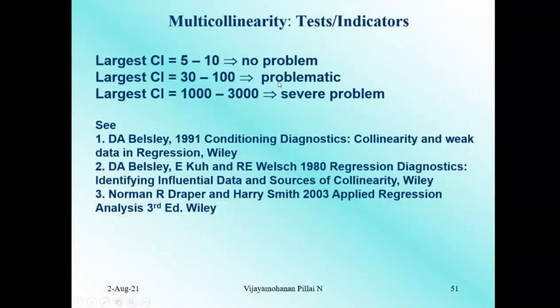That is, if the largest condition index is 5 to 10, that means there is no problem. If it is between 30 to 100, then there is some problem of multicollinearity. If we have the largest condition index of more than 1000, then the multicollinearity is a severe problem.